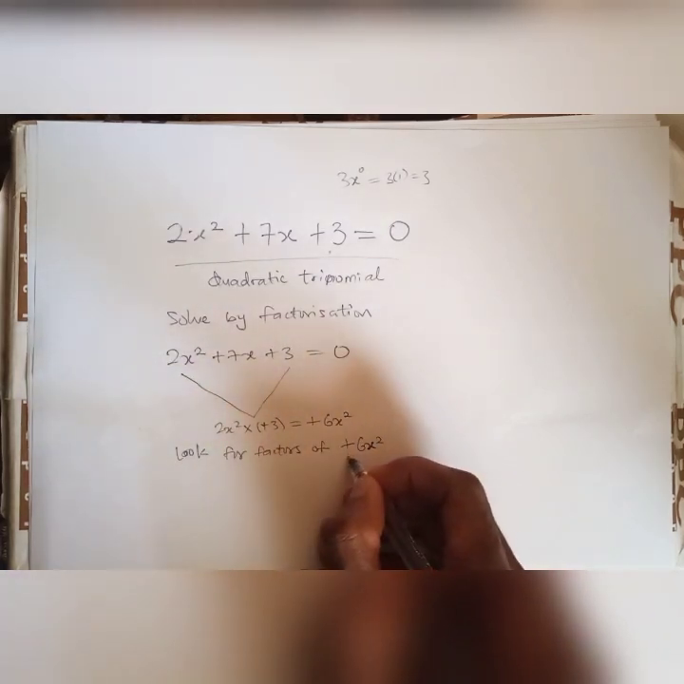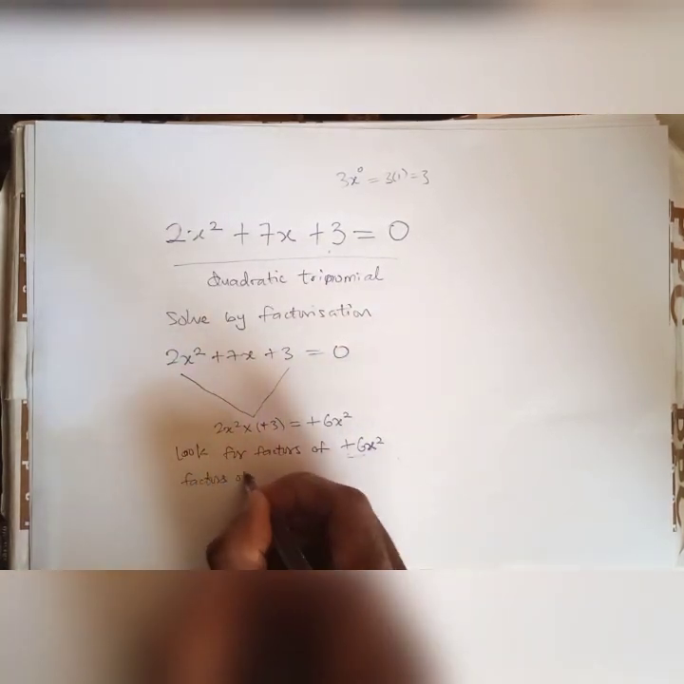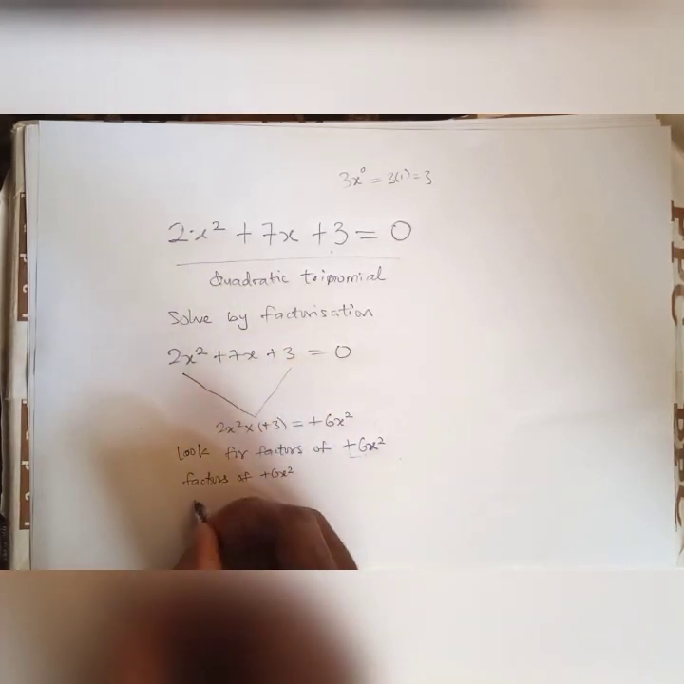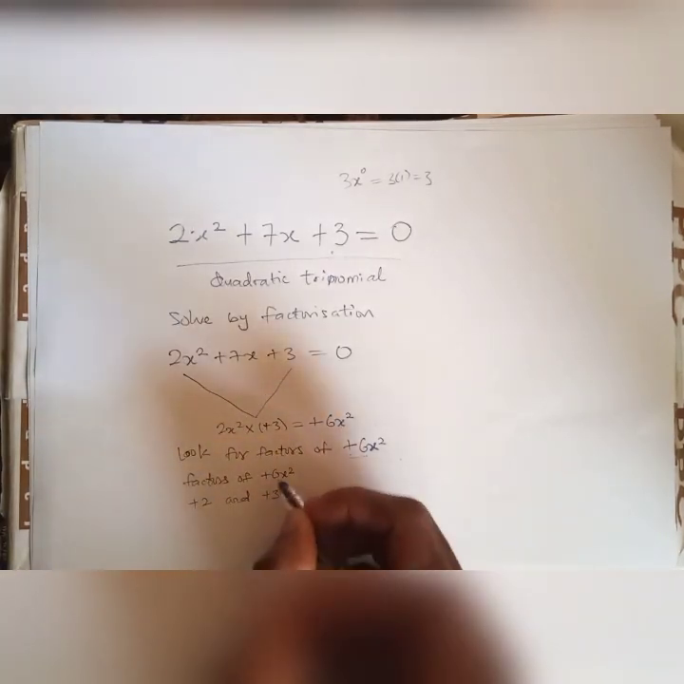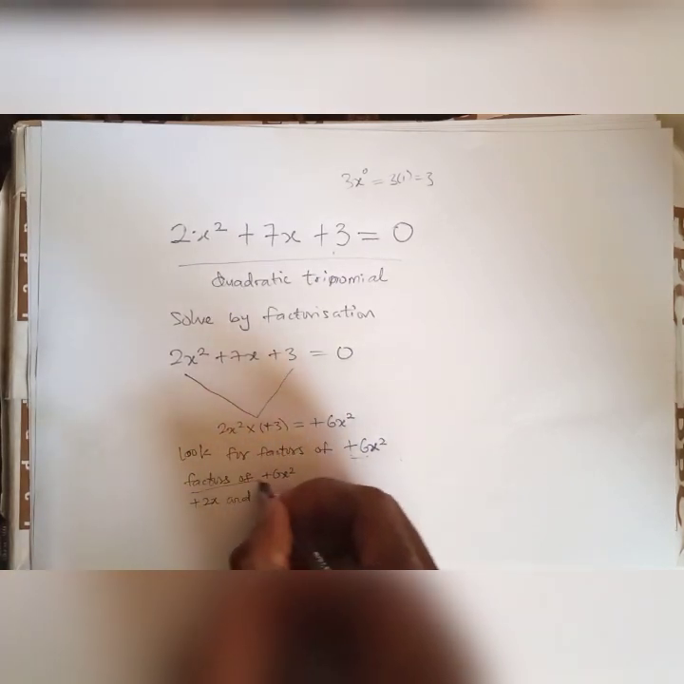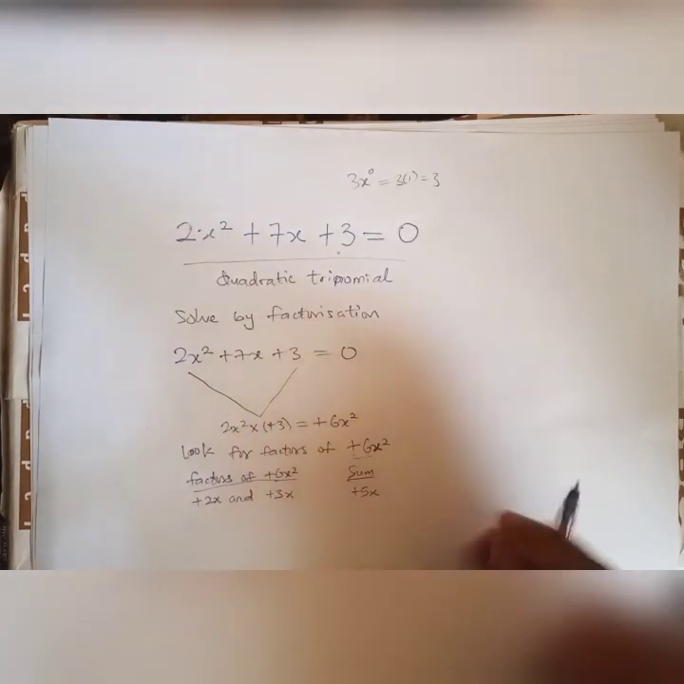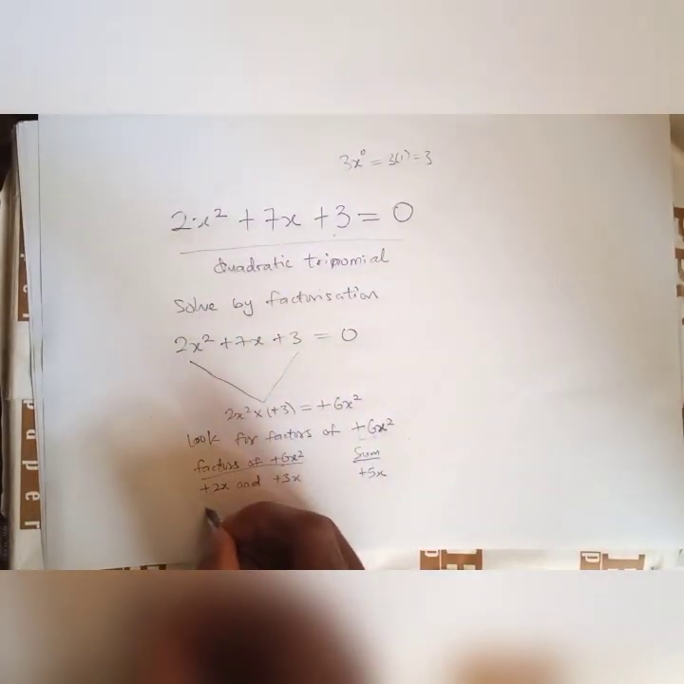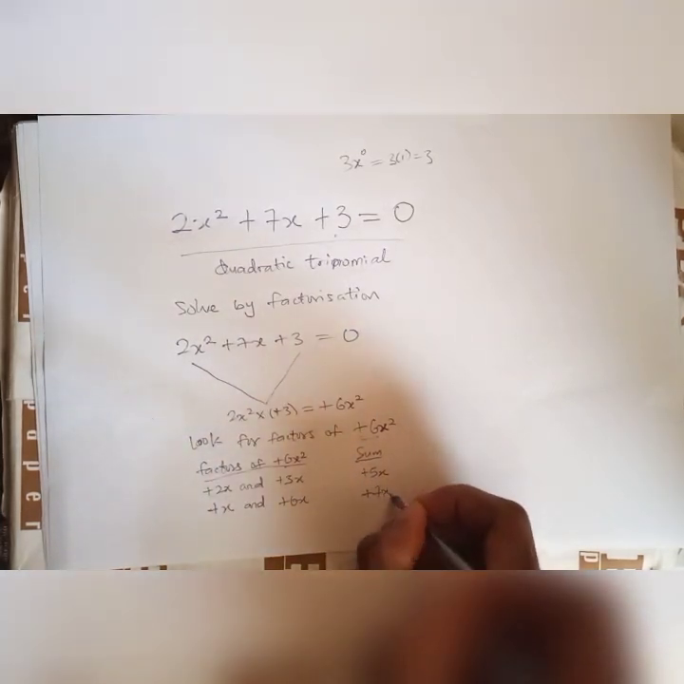So factors of 6 is what we are going to focus on first. Focus on factors of 6. So factors of plus 6x squared, we have plus 2 and plus 3. So we can see that when we multiply this together, that gives us plus 6. So we can also add x here. So we multiply plus 2x and plus 3x, we have plus 6x squared. Now the sum of the factors, when we add this together, we have plus 5. We continue looking for factors. We have plus x, and then we have plus 6x.